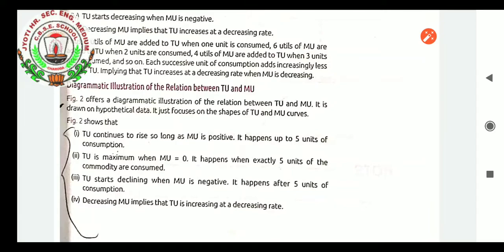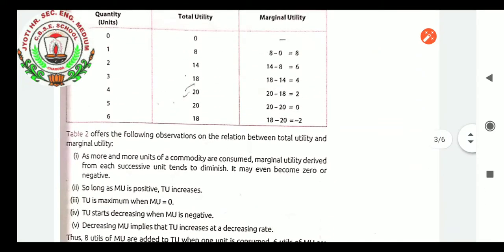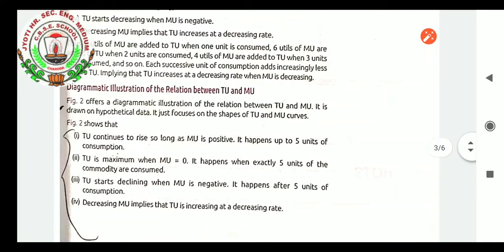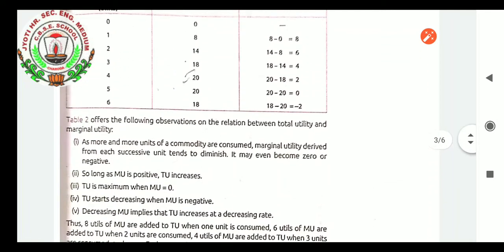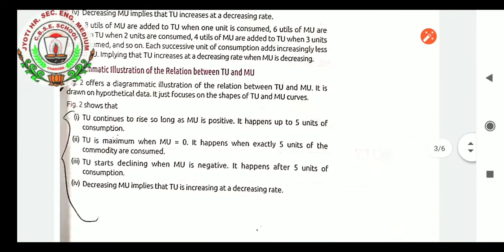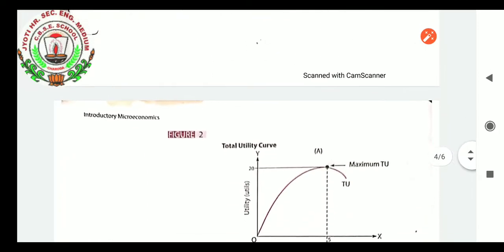TU is maximum when MU is 0. So when MU is 0, TU is maximum at 20. Now you can see TU start declining where MU is negative. You can see MU came to -2. There you can observe TU is coming down from 20 to 18. It will just continue. So that is what has been explained, students.